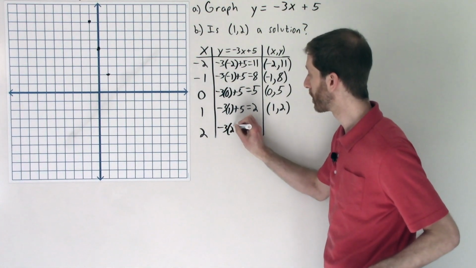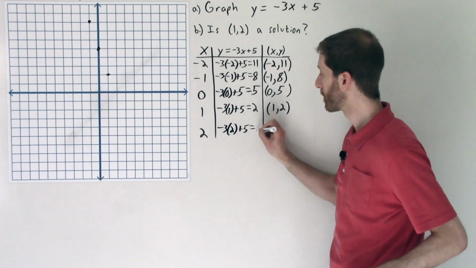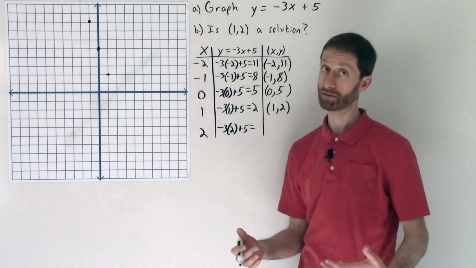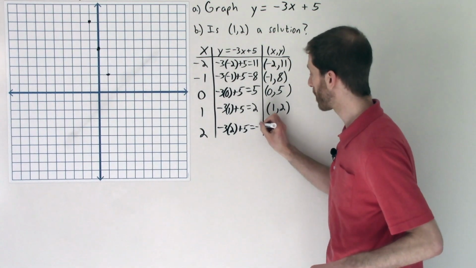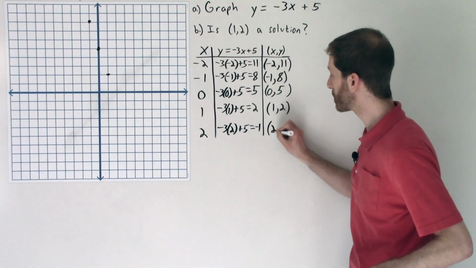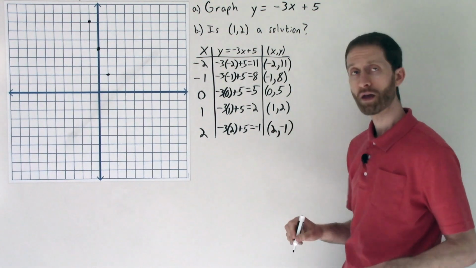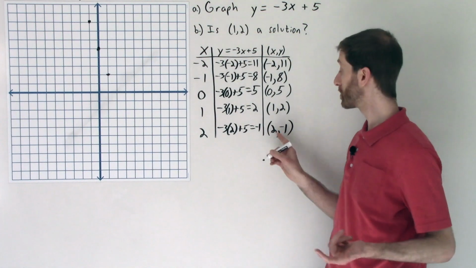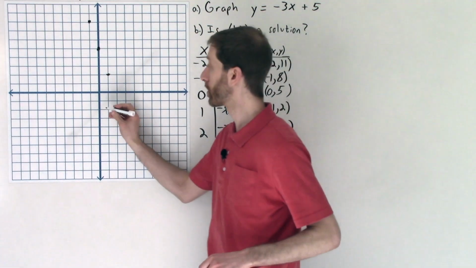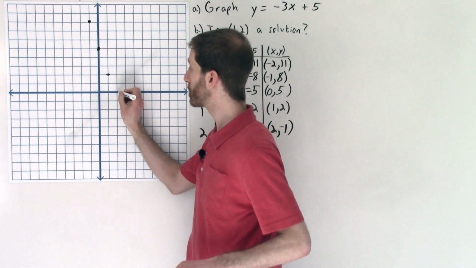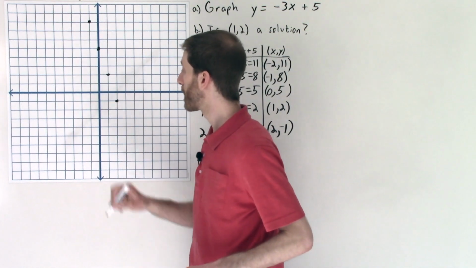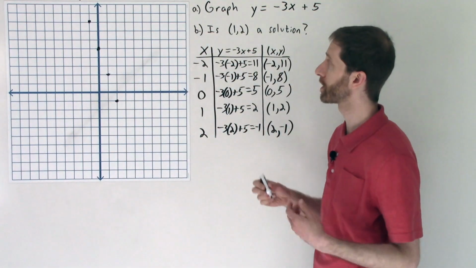-3 times 2 plus 5. -3 times 2 is -6, plus 5 is -1. So we input 2, we got an output of -1. That means visually we move to the right 2 and then down 1 from the origin. To the right 1, 2, down 1. And you can keep plugging in other values, you're going to get this pattern.